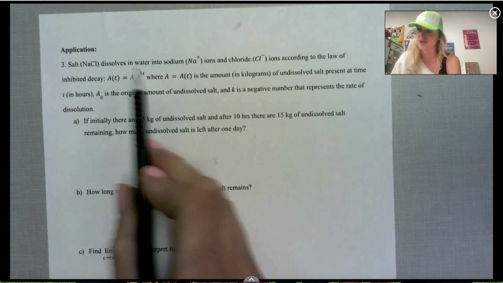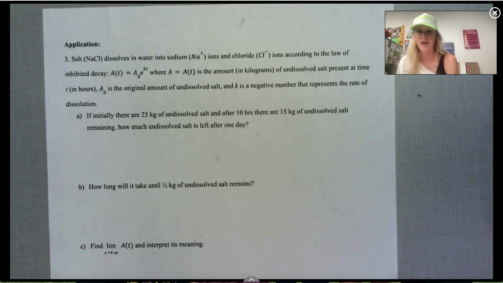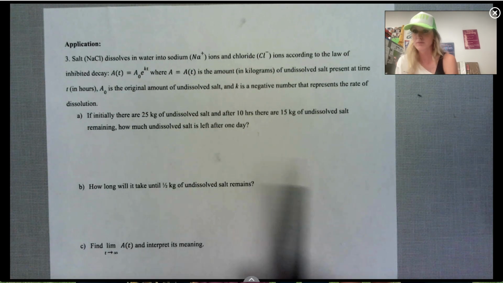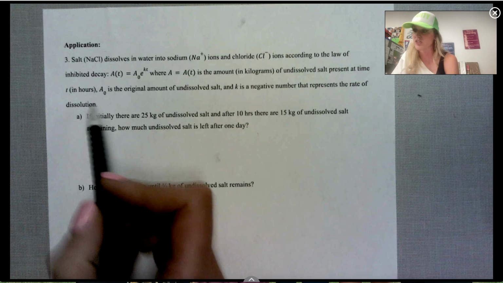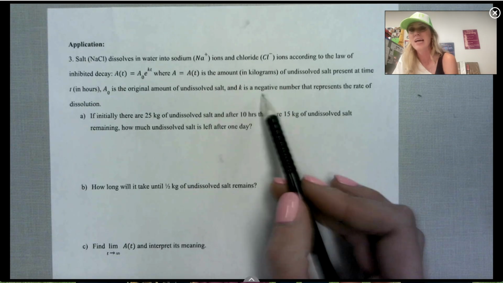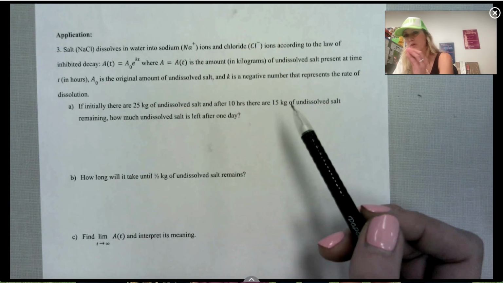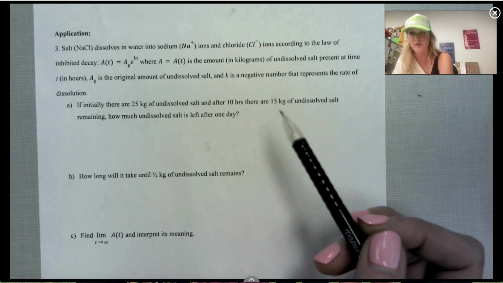This is an exponential function. Okay, so we need to find our rate of decay. They don't give it to me anywhere. They don't tell me that rate of decay. They just tell me that k is the rate, and it's some negative number because that amount of undissolved salt gets less and less and less over time.